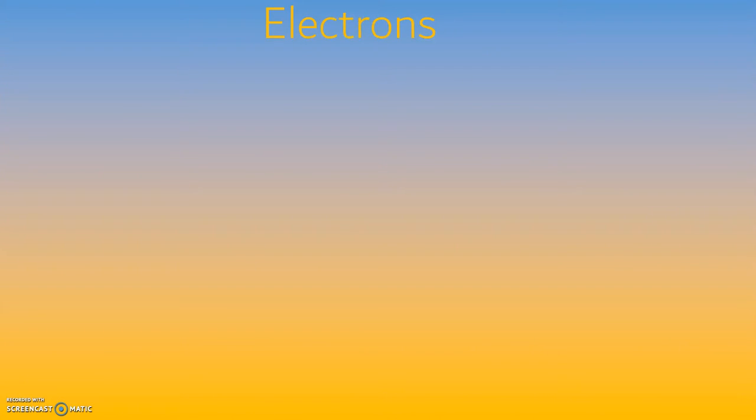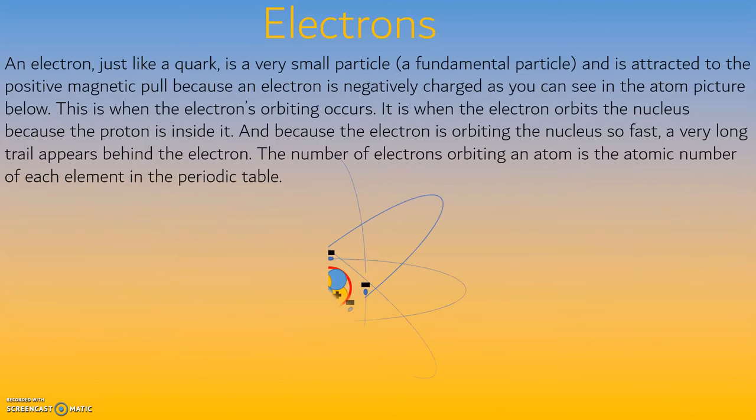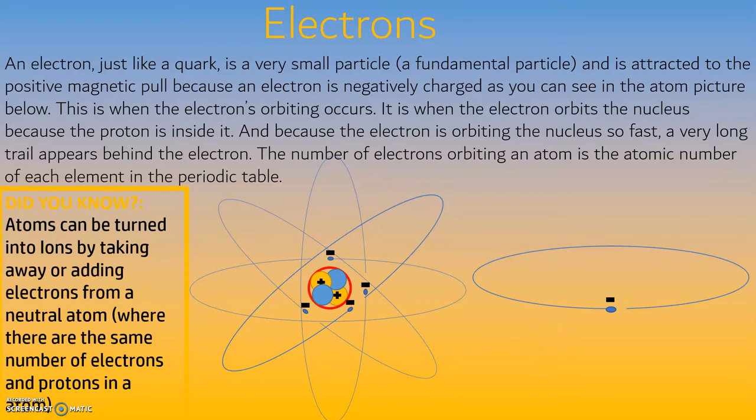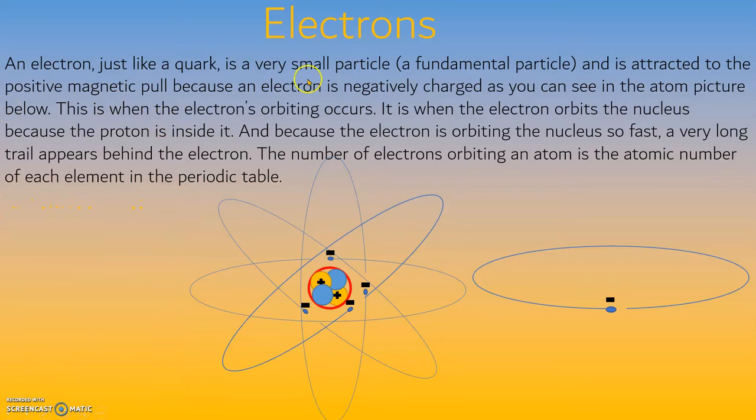So now we're going to do electrons, which is our final one. I like electrons. So this is an electron. It's negatively charged, as it shows on the top of the electron. An electron, just like a quark, is a very small particle. So quarks are very small. They make up neutrons and protons, and that's how small an electron is. Well, teensy weensy small. Those small particles are called fundamental particles.